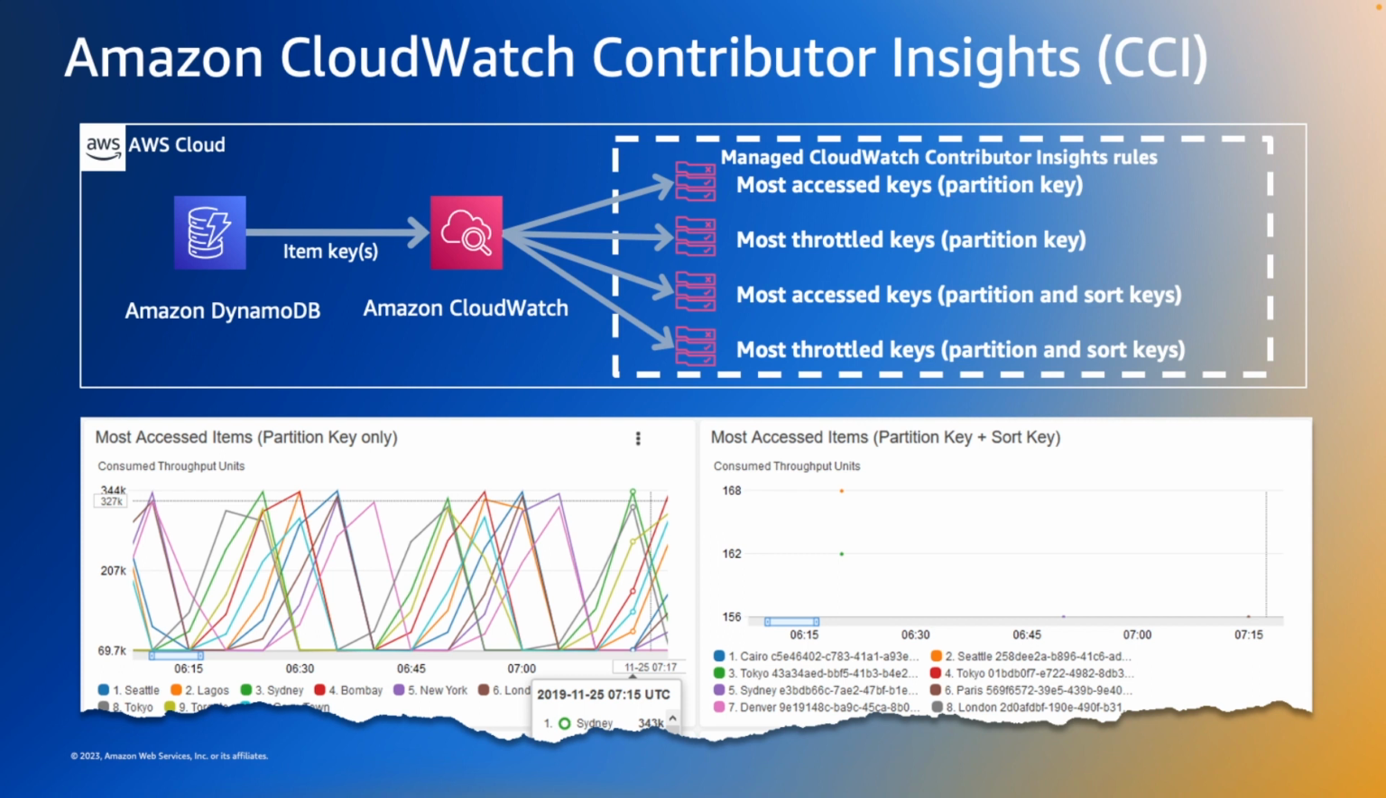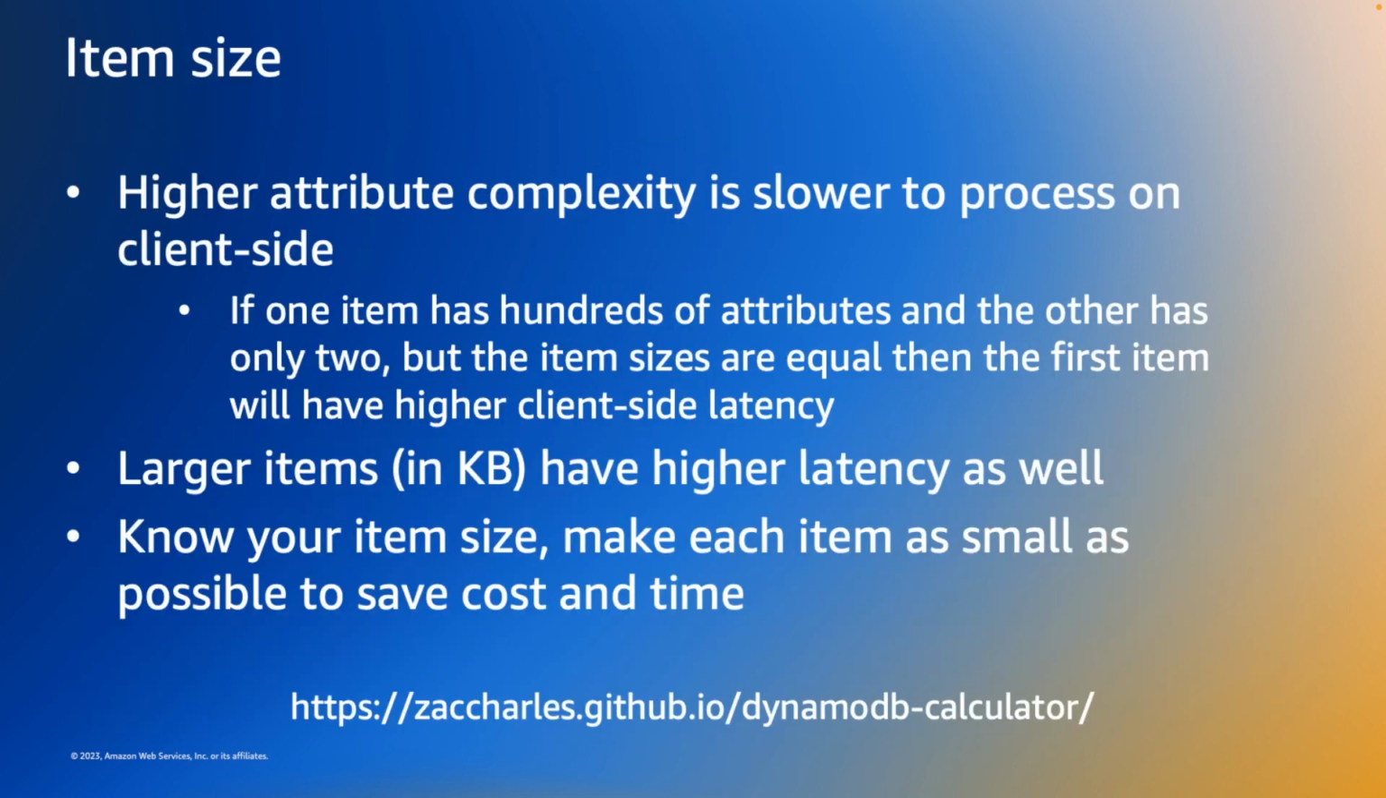So if you have throttles, enable CCID. You can do this on the base table or the global secondary index. Please note that once you turn it off, the metric data disappears. So when you disable CCID, the graphs go blank. So make sure you get your screenshots while the requests are coming in, because when you turn it off, it won't be there anymore.